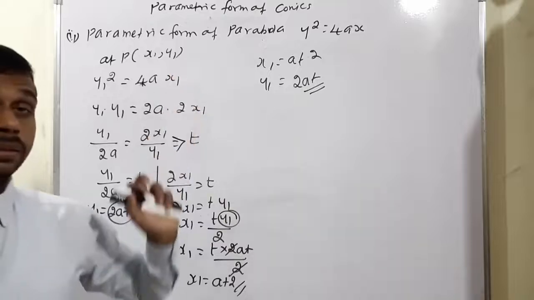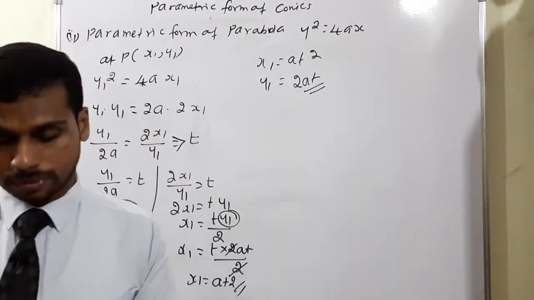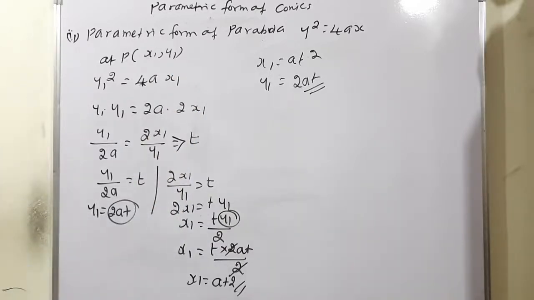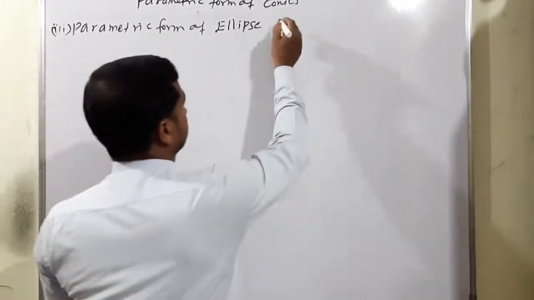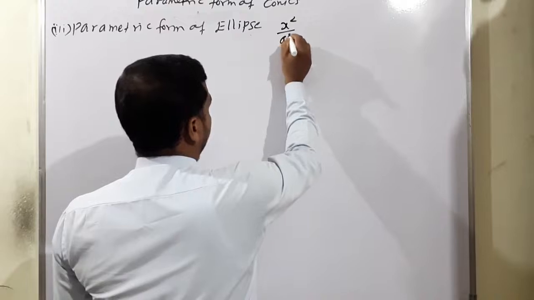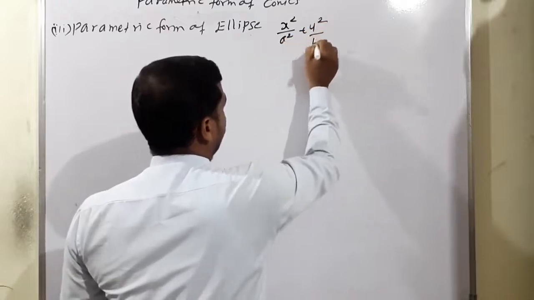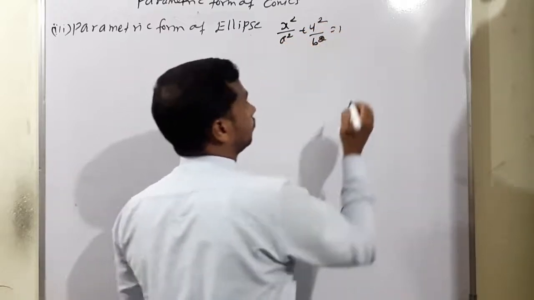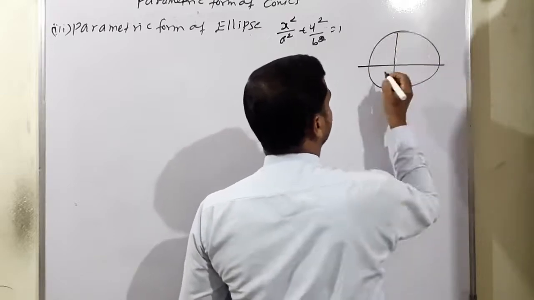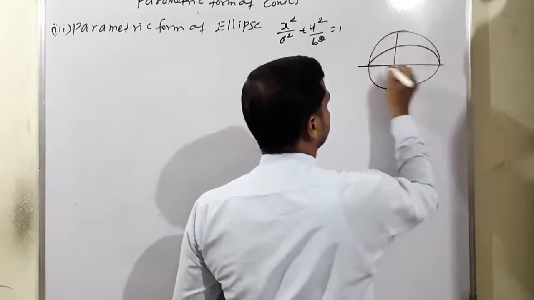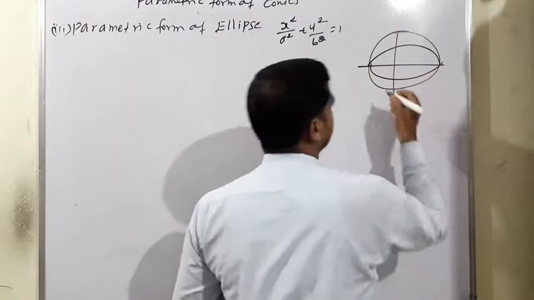Moving to condition number third. Third means parametric form of ellipse. Condition for ellipse means x square divided by a square plus y square divided by b square is equal to 1. This is the circle term, this is the condition for ellipse.